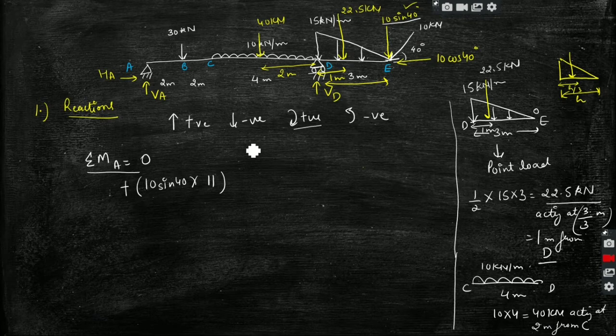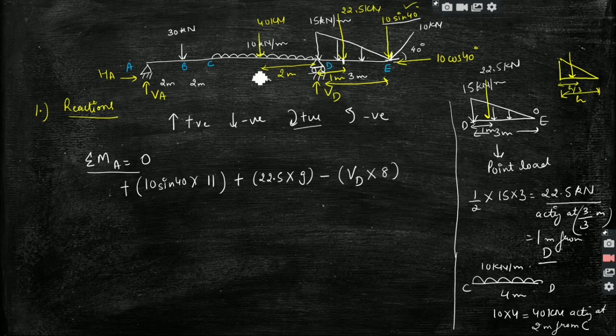So it will be 22.5 into the distance between this point, which is the point of application of this force, and A, which is 1 plus 4, 5, and 5 plus 4, 9 meters. Then we have VD force. So the moment due to VD will be counterclockwise because this is upward. So VD into 4 plus 4, 8, right?